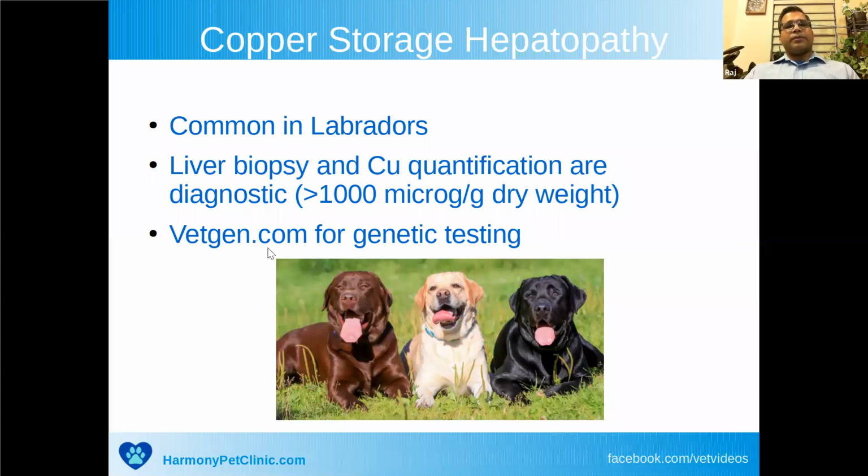There is a company here. This is their website, vetgen.com. This company does genetic testing of dogs to check if they have a predisposition to develop this copper storage hepatopathy.